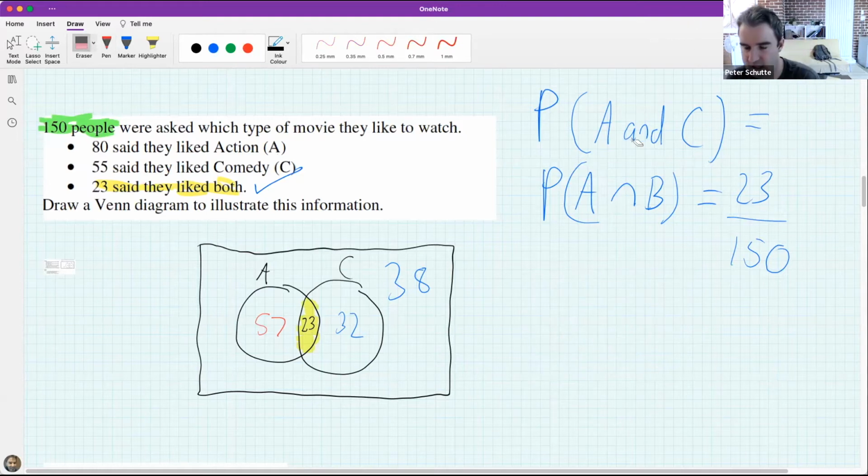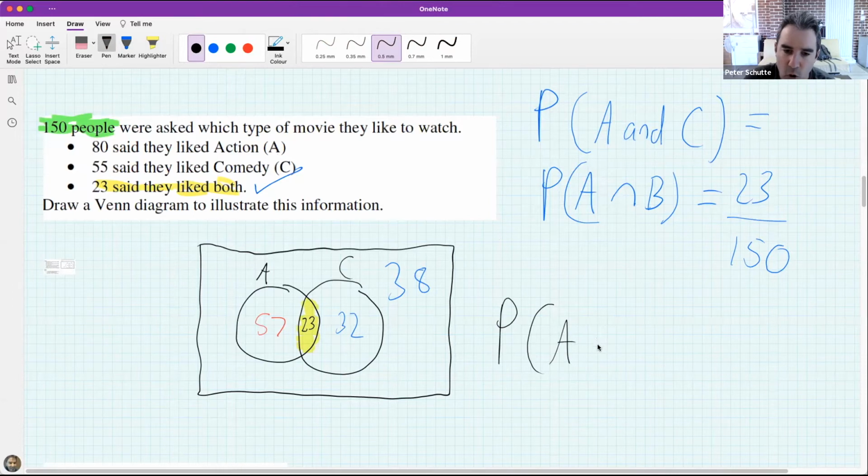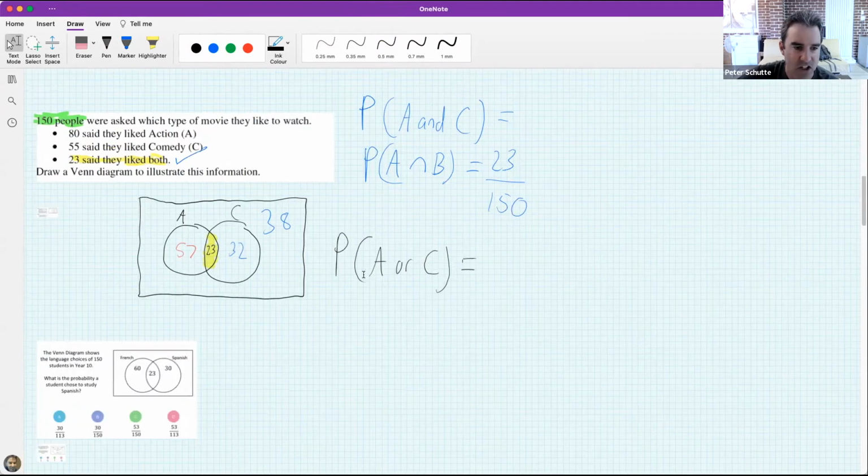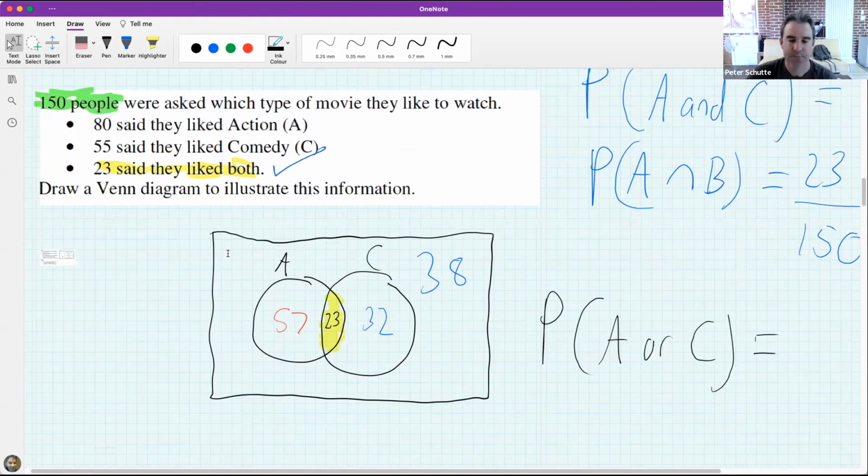So I'll do another one of these in a moment, but let's go with this question. What is the probability of someone liking action or comedy? So what is the probability of a random person chosen from this group liking action or comedy? Think about it.